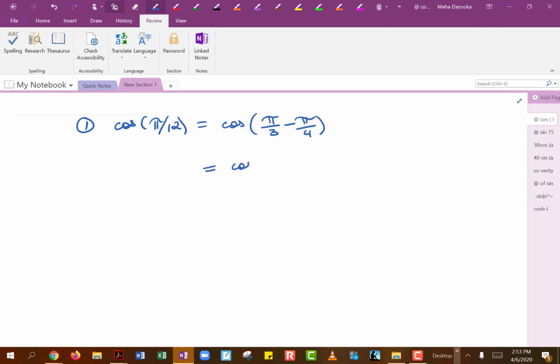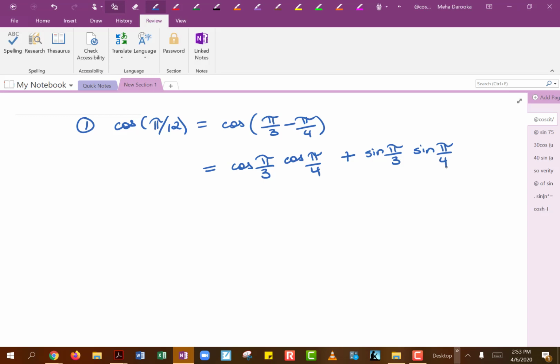This guy will become cosine of pi over 3 multiplied by, and you don't really have to write it like that if you don't want to, times cosine of pi over 4. Since this was minus, you will actually have a plus sign here. And then this will be sine of pi over 3 times sine of pi over 4.